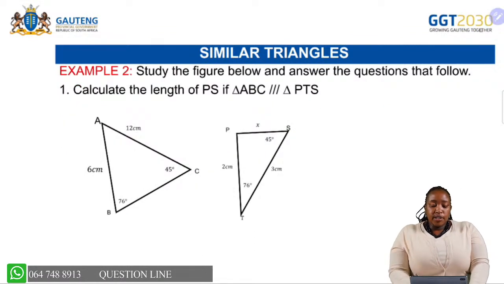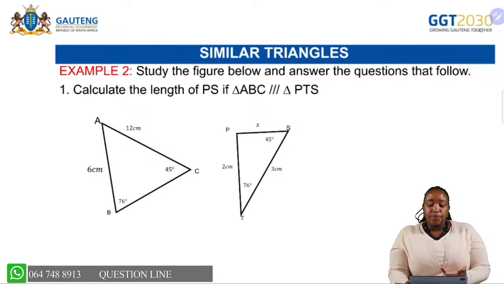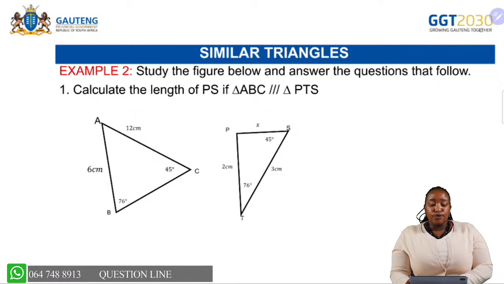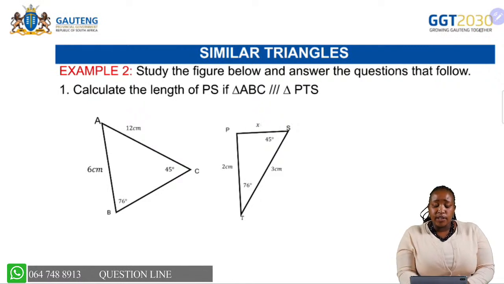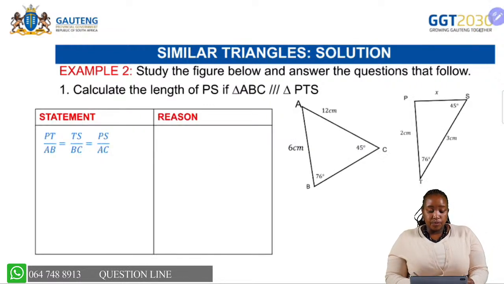For this example, it says study the figure below and answer the questions that follow. Calculate the length of PS if triangle ABC is similar to triangle PTS. So in this case, they've already decided that the triangles are similar. All you have to do is to use the information provided to find the side, which is labeled X there. PS is given as X.